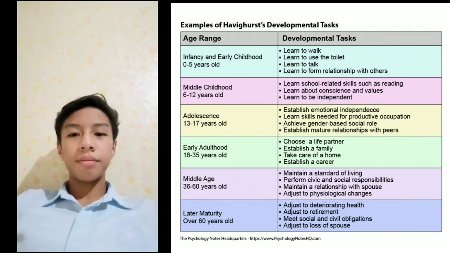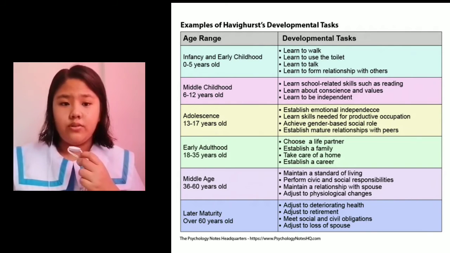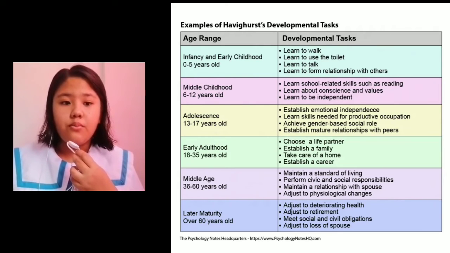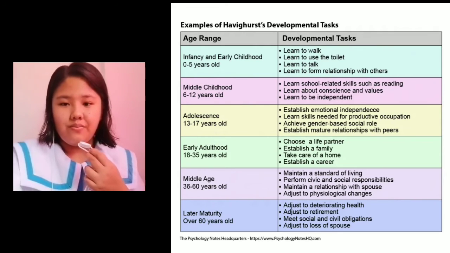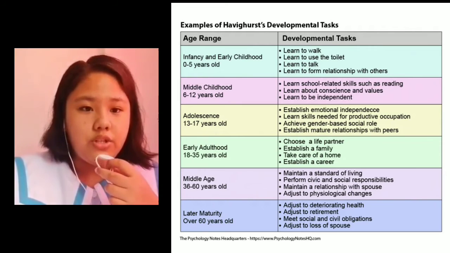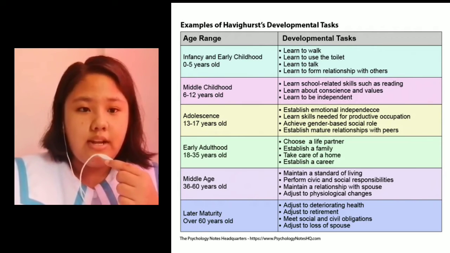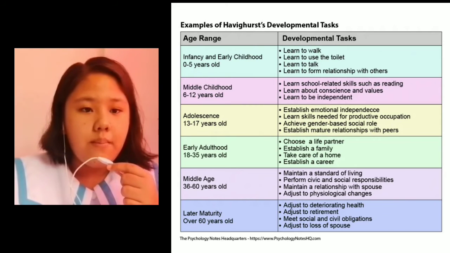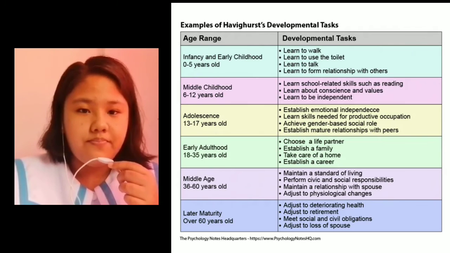Next is adolescent. Me and my partner are in this stage. Here they establish emotional independence, learn skills needed for a productive occupation, achieve gender-based social roles, and establish mature relationships with peers. During the early adulthood stage, you can choose a life partner, establish a family, take care of a home, and establish a career. The middle age can maintain an upstanding living, perform civic and social responsibilities, maintain a relationship with a spouse, and adjust to physiological changes.